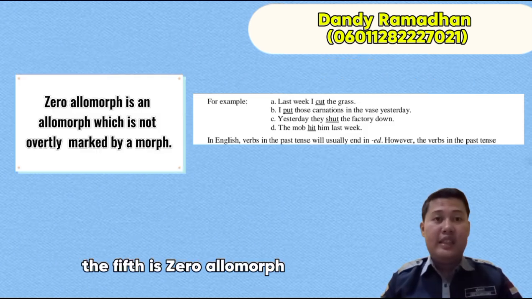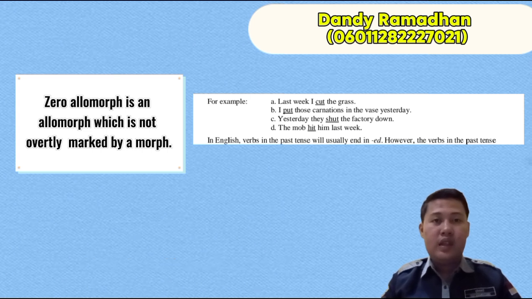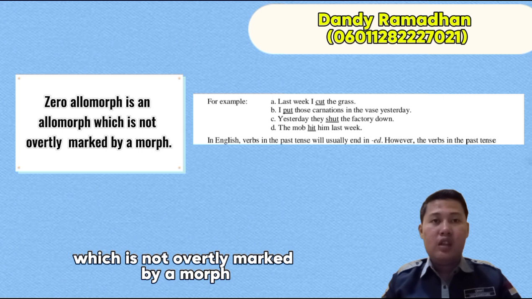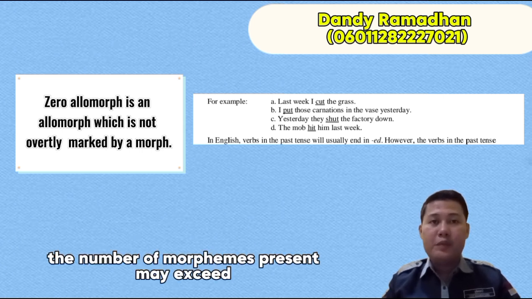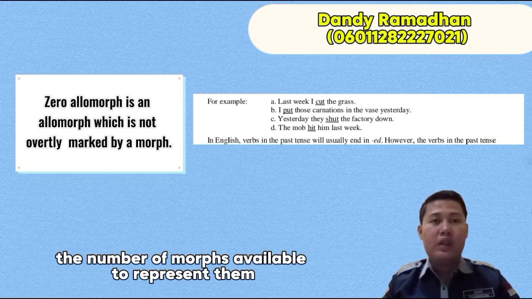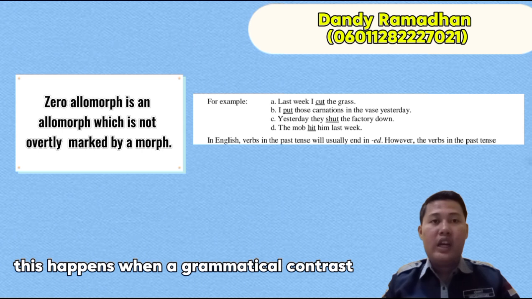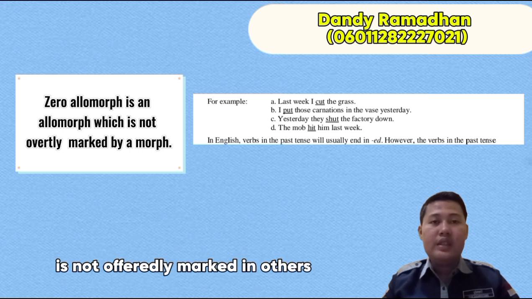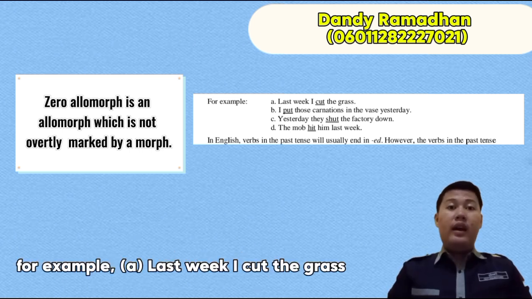The fifth is zero allomorph. Zero allomorph is an allomorph which is not overtly marked by a morph. The number of morphemes present may exceed the number of morphs available to represent them. This happens when a grammatical contrast which is marked overtly by a morph in some words is not overtly marked in others. For example, A.